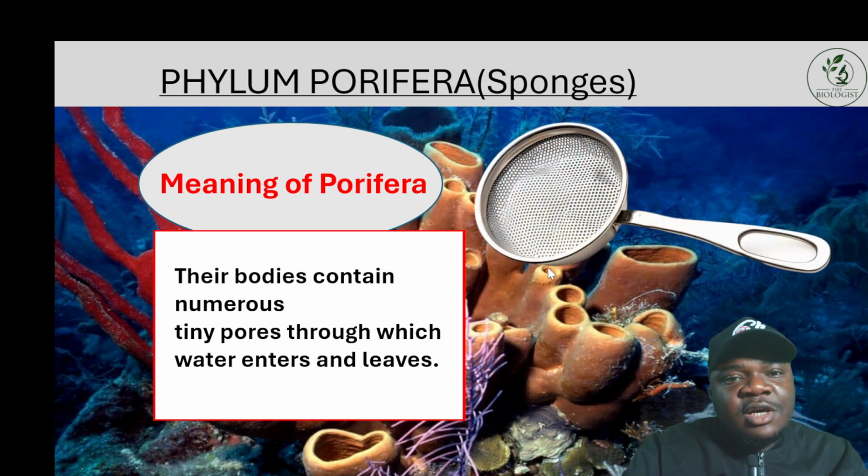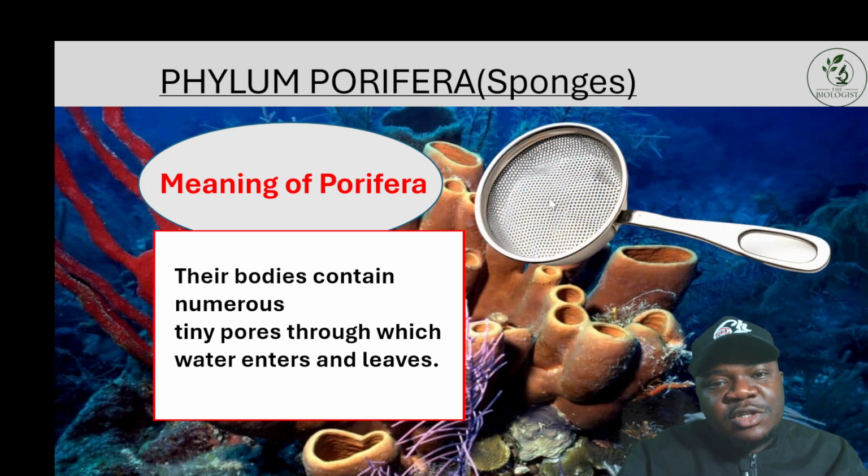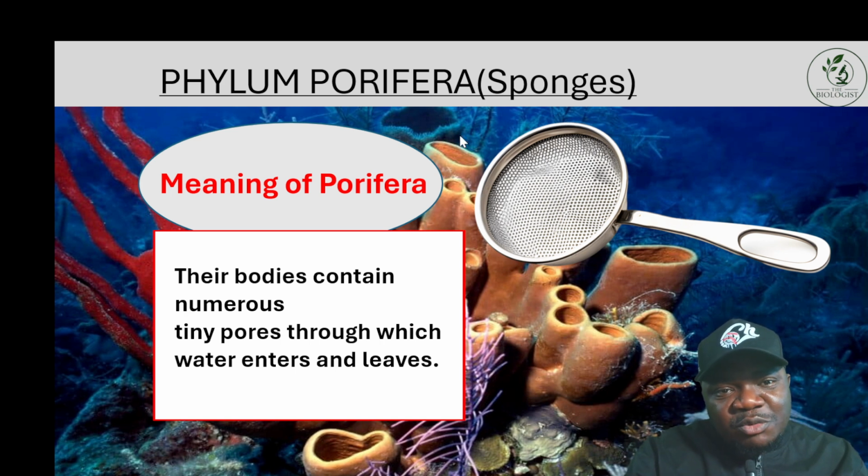All right. And for you to understand what pore means, for example, you can see the sieve here. When you pour water into the sieve, what happens? Water tends to pass through the sieve. So water comes into the sieve and easily passes through. All right. So they are pore bearing animals. They have a lot of pores, and that allows water to come in and out of the body.